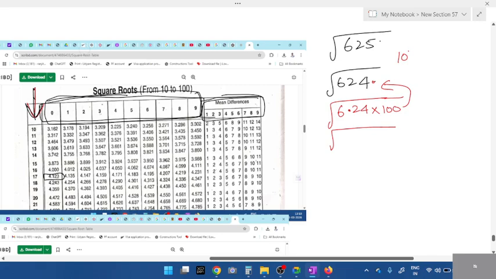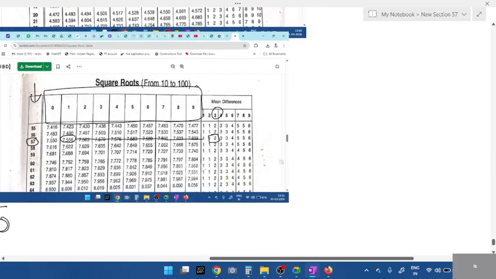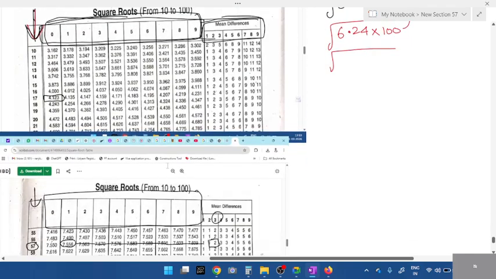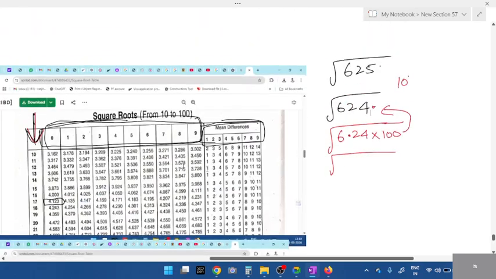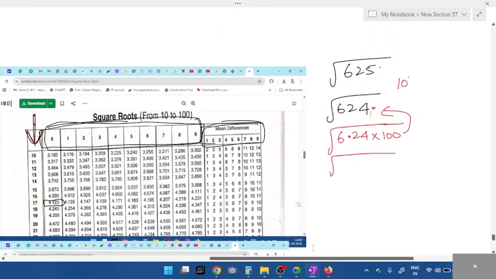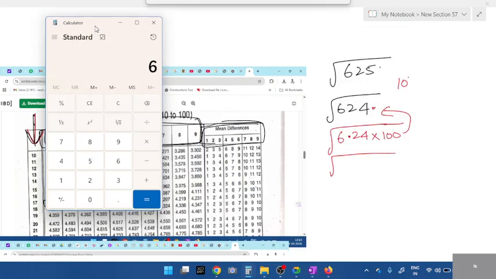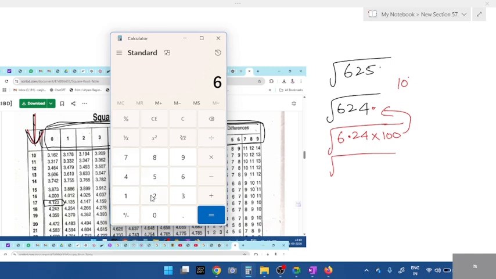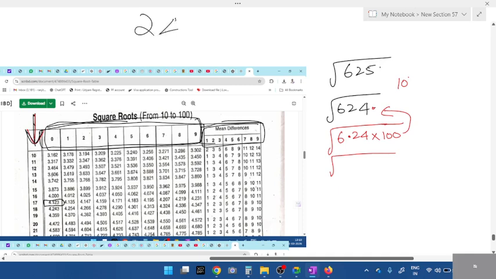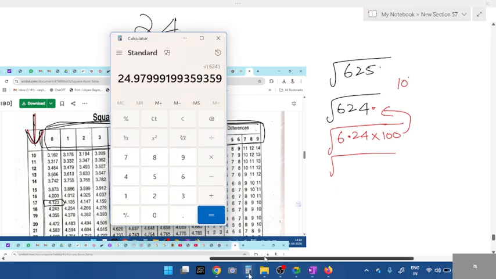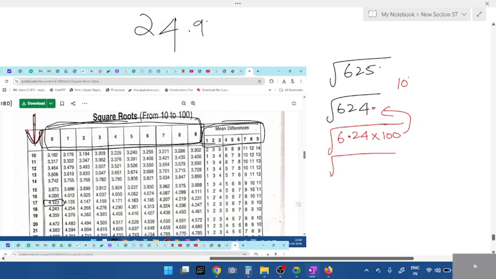There's 1 to 100. I've taken a screenshot only from 10, and only a few numbers. 62 is also there. Fine. Now look here, 625. Let us find the square root of 625 first. 624. 24.97. 24.979.